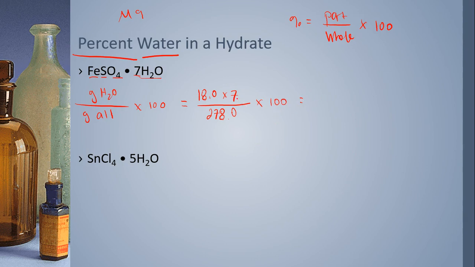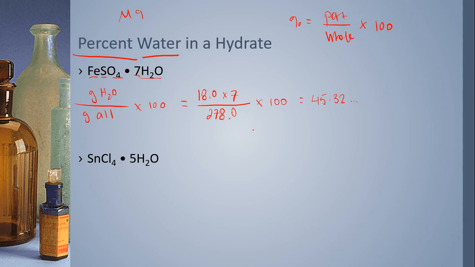So what you could do is make sure that you understand where I'm getting the 18, where I'm getting the 278. Are you able to get these numbers yourself? Then you should end up with 45.32... It goes on and on forever.